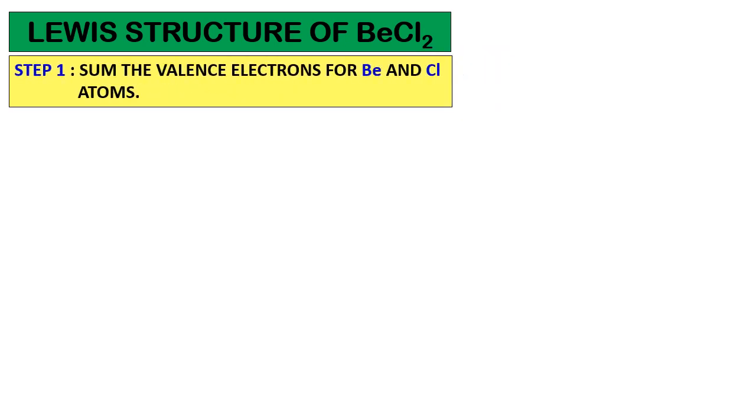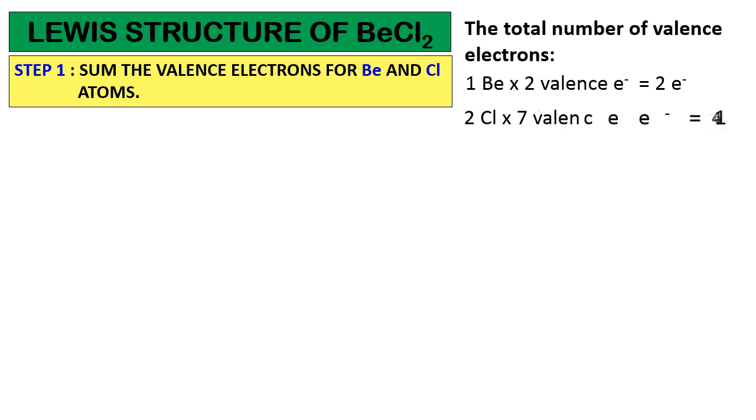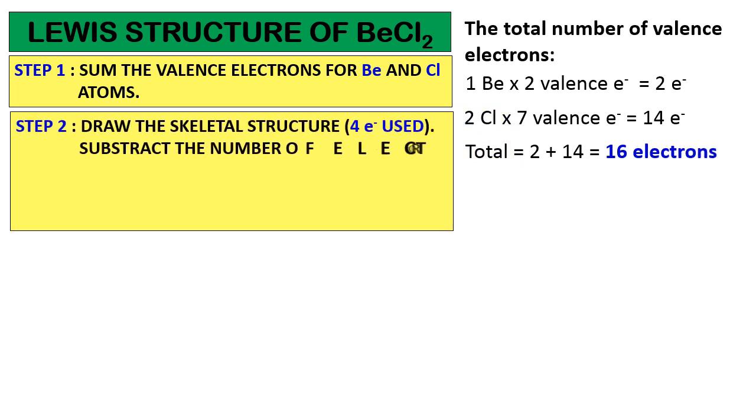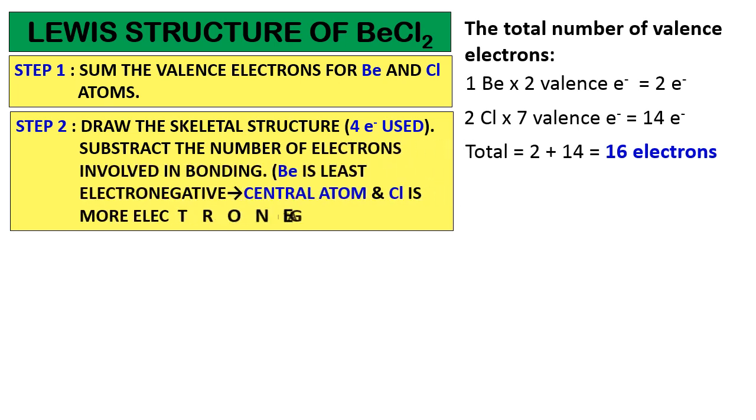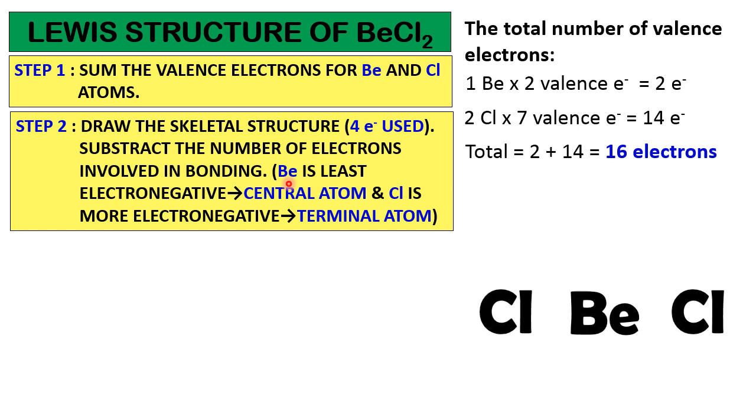Let's look at an example, beryllium chloride. For beryllium, Be, there are 2 valence electrons, and for chlorine there are 7 valence electrons. With 2 chlorines, the chlorines contribute 14. So step 1, we sum up the valence electrons for Be and Cl, and the total is 16 electrons. Step 2, we draw the skeletal structure. When you draw the skeletal structure, you have to put the least electronegative atom at the center. The least electronegative atom here is beryllium, so our skeletal structure will be Be in the center and Cl as the terminal atoms.